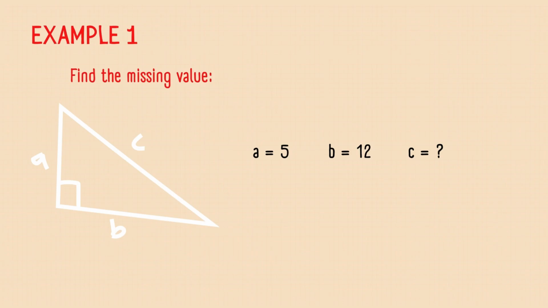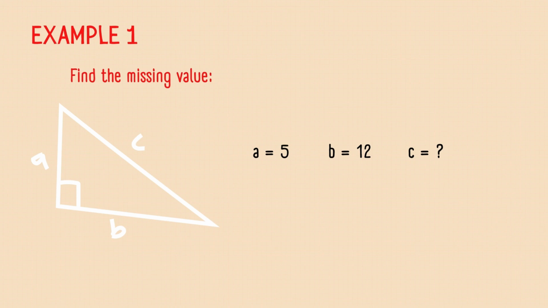Let's look at an example. Let's find the missing value in this triangle that has three sides A, B and C. Now we have side A to be 5, we have side B to be 12, but we want to find the value of side C. The first thing we need to know is what is the hypotenuse in this triangle. Remember we said the hypotenuse is the side that is facing the right angle, and that is side C.